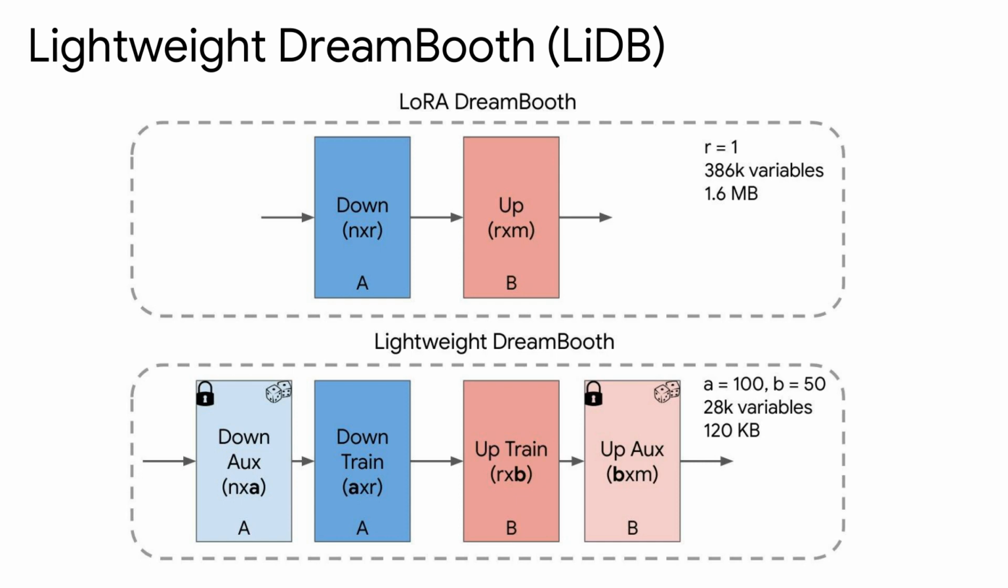In order to have a smaller weight space such that the hypernetwork can predict the personalized weights more easily, we introduce lightweight DreamBooth, which is a further downsampling of a LoRA DreamBooth model. Specifically, we propose to randomly initialize and lock down and up auxiliary layers and only train two projections, downtrain and uptrain. In this way, we reduce the number of variables the hypernetwork needs to predict from 386,000 to 28,000.